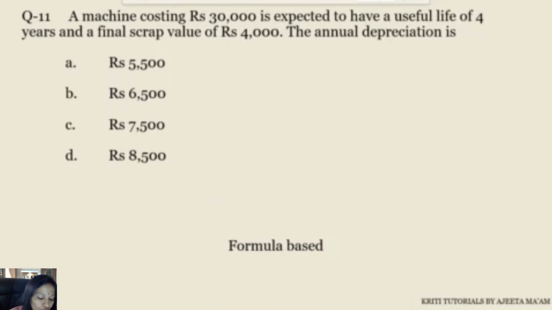Now, the next one is again based on financial maths. Here we have a question based on depreciation. A machine costing rupees 30,000 is expected to have a useful life of 4 years and a final scrap value of rupees 4,000. The annual depreciation is? So we have to find depreciation, and the simple formula is the cost, the machine cost, that is the present cost, minus the scrap value, divided by the time, the number of years that you have.